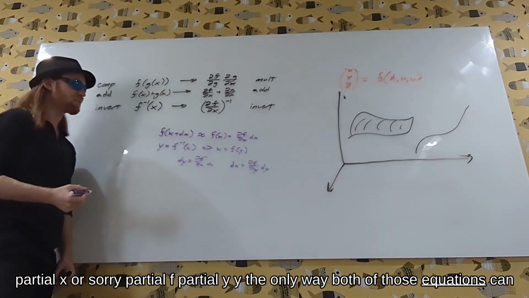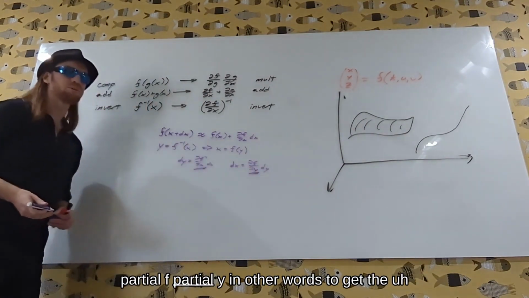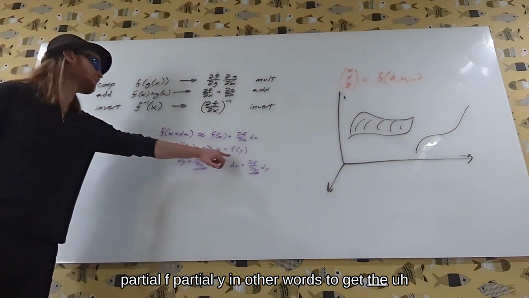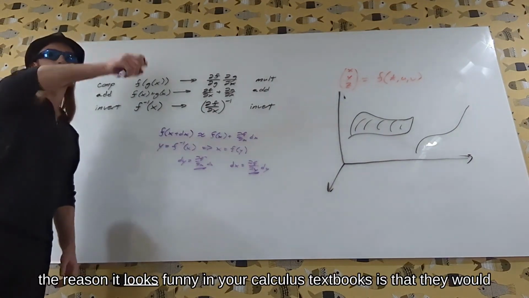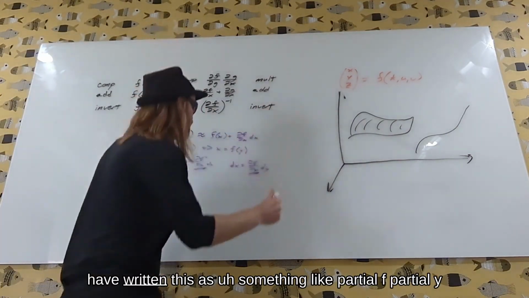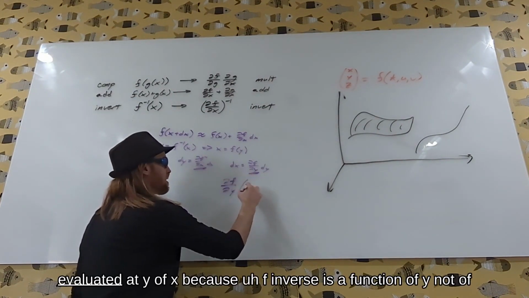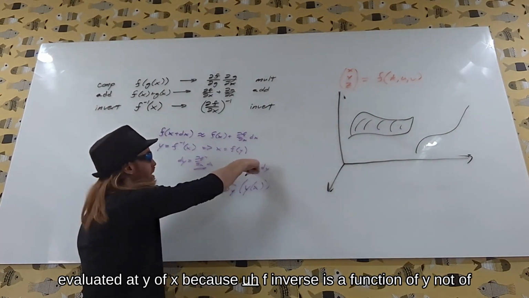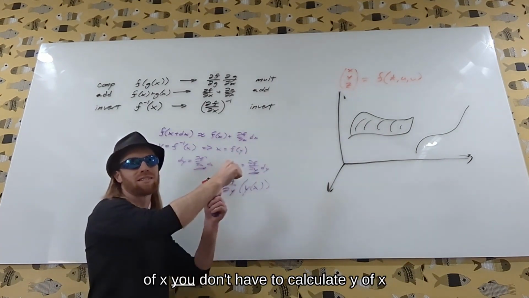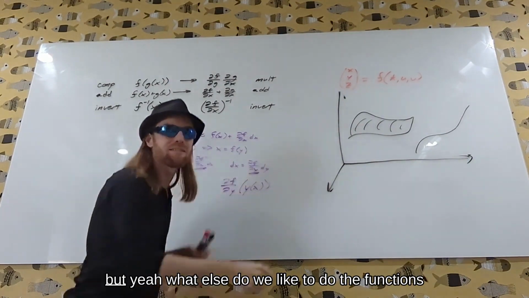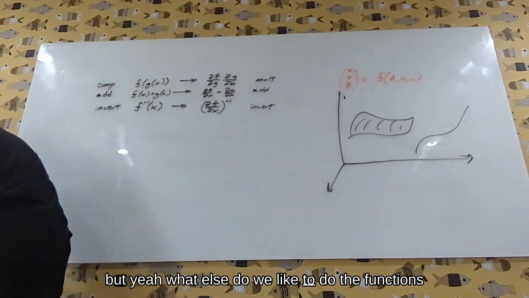The only way both of those equations can be true at the same time is if partial f inverse partial x is the inverse of partial f partial y. In other words, to get the derivative of the inverse function, you just take the inverse of the Jacobian. The reason it looks funny in your calculus textbooks is that they would have written this as something like partial f partial y evaluated at y of x, because f inverse is a function of y, not of x. So in order to make it a function of x, you then have to calculate y of x. But yeah. What else do we like to do with functions?